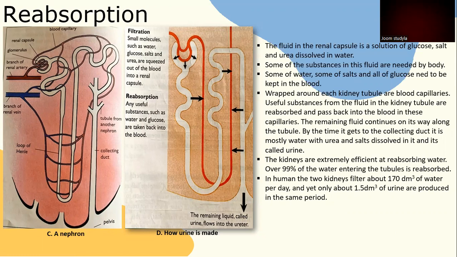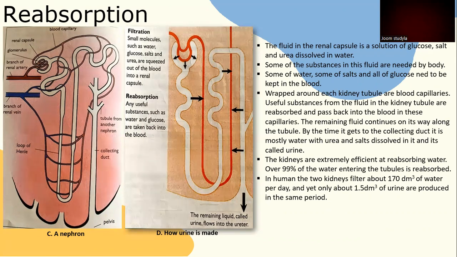Reabsorption. The fluid in the renal capsule is a solution of glucose, salt, and urea dissolved in water. Some of the substances in this liquid are needed by the body. Some of the water, some of the salt, and all of the glucose need to be kept in the blood. Wrapped around each kidney tubule are blood capillaries. Useful substances from the fluid in the kidney tubules are reabsorbed and passed back into the blood in these capillaries.